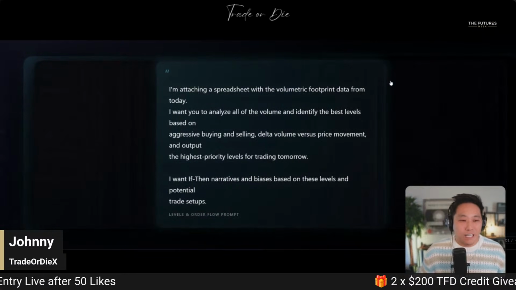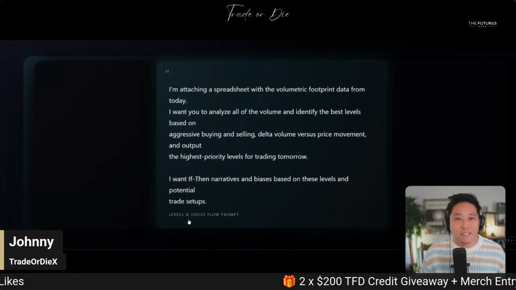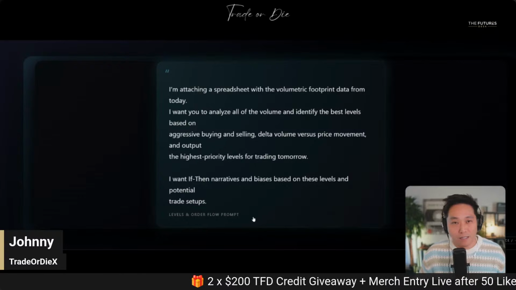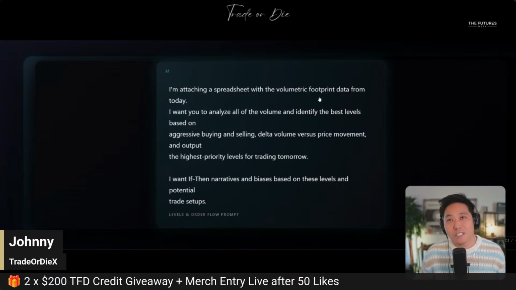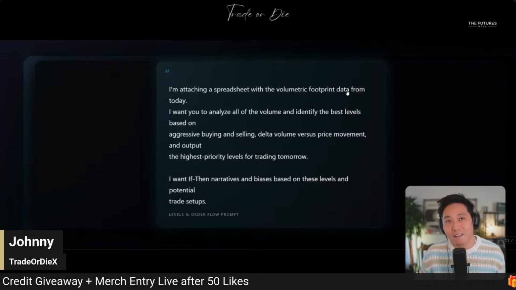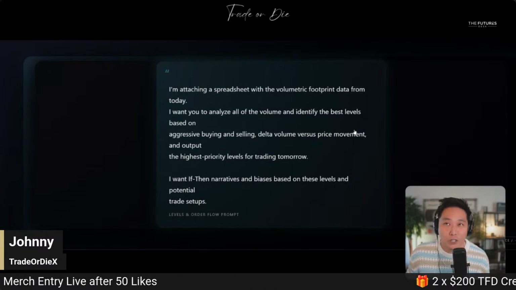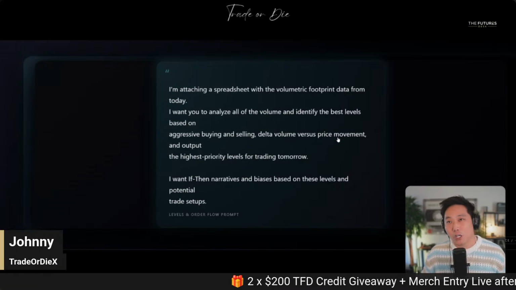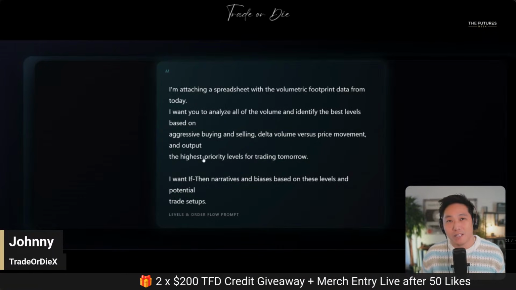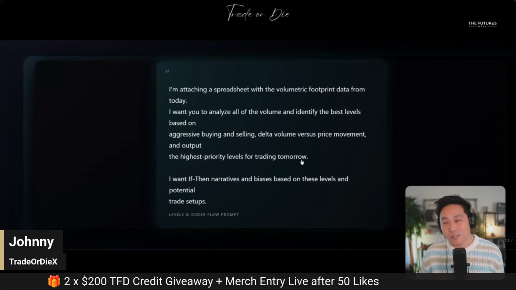So here's some examples of some prompts. And this is some examples if you're using levels or order flow. So I'm attaching a spreadsheet with the volumetric footprint data from today. I want you to analyze all the volume and identify the best levels based on aggressive buying and selling, delta volume versus price movement and output the highest priority levels for trading tomorrow.